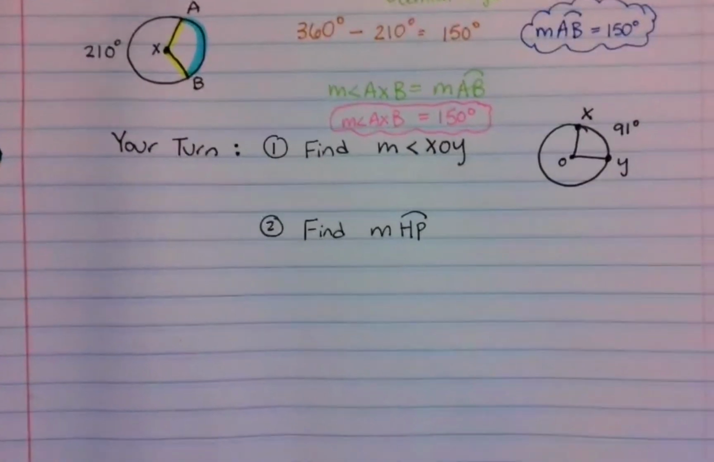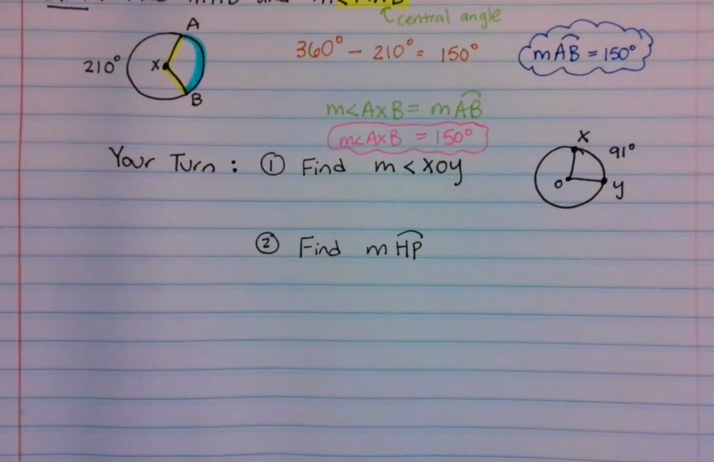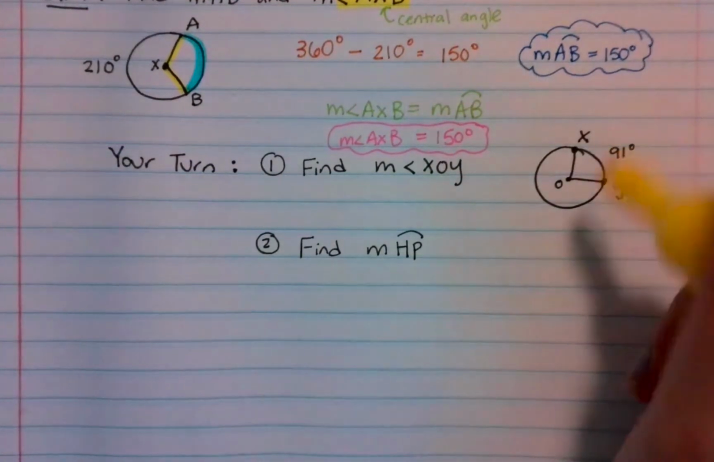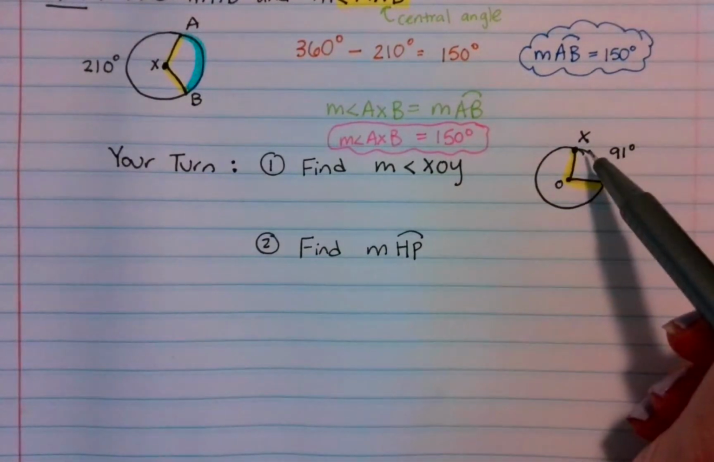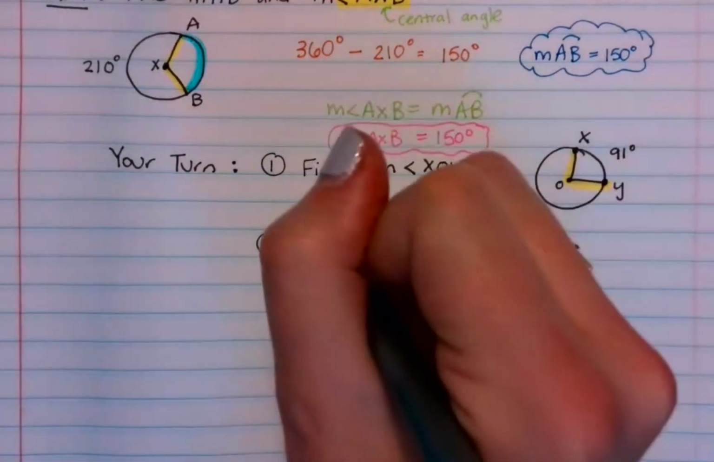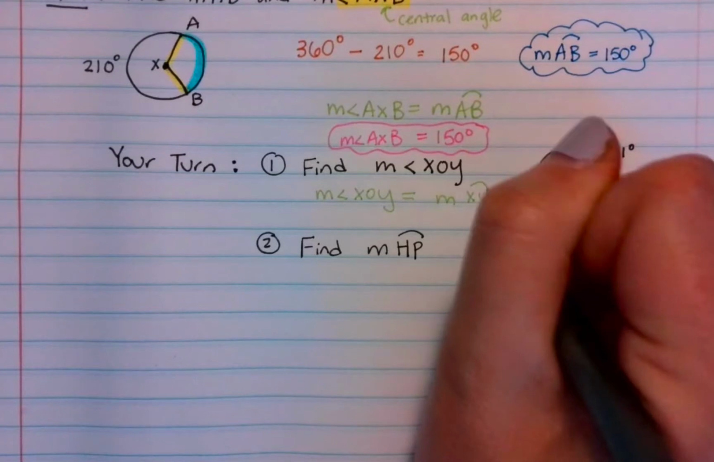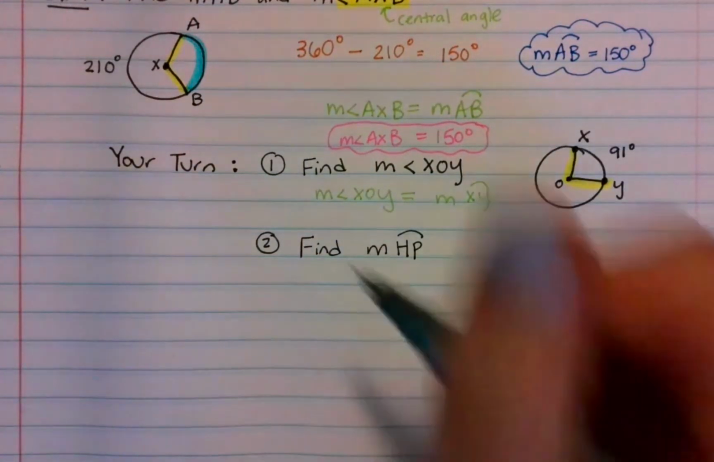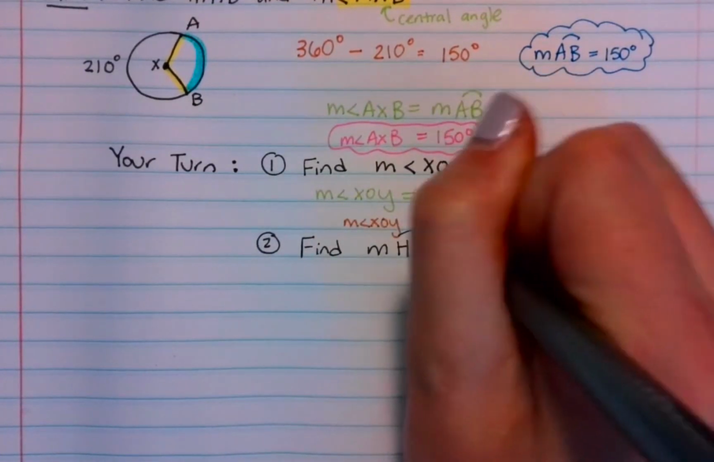Okay, so now I want you to go ahead and try these two your turn problems on your own. Start with number 1. Find the measure of angle XOY in this circle. We are looking for this angle, XOY. That is a central angle, and its intercepted arc is arc XY. So I know that the measure of angle XOY is going to be equal to the measure of arc XY. So the measure of angle XOY is equal to 91 degrees.